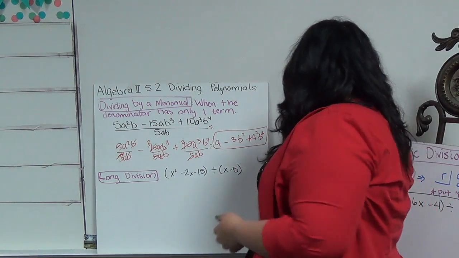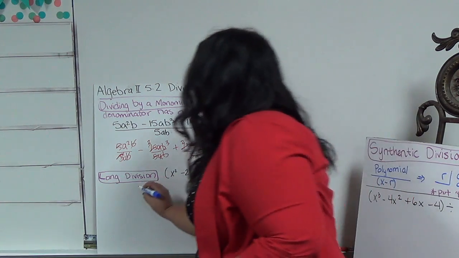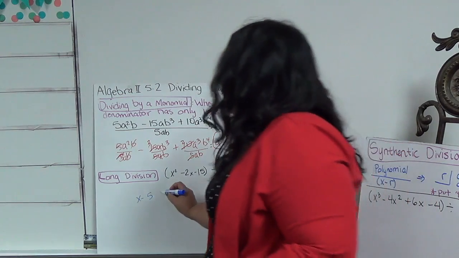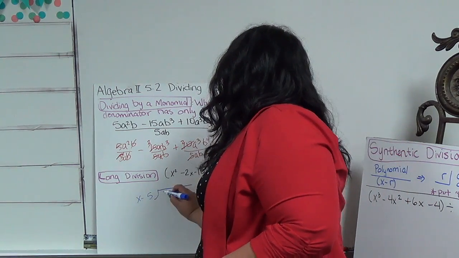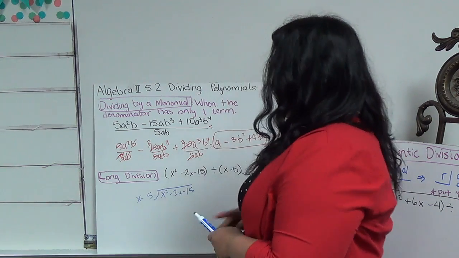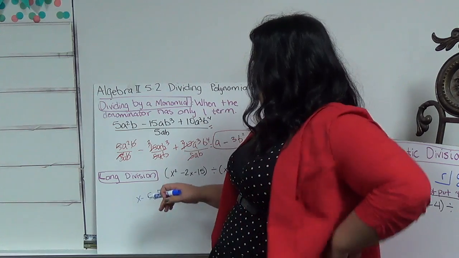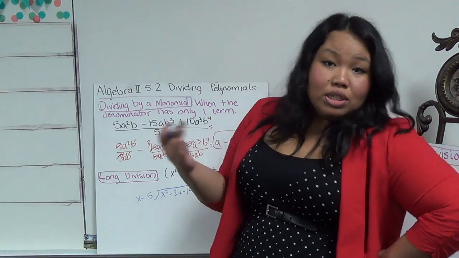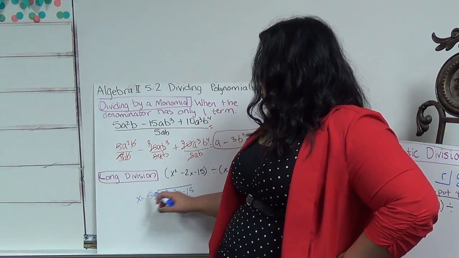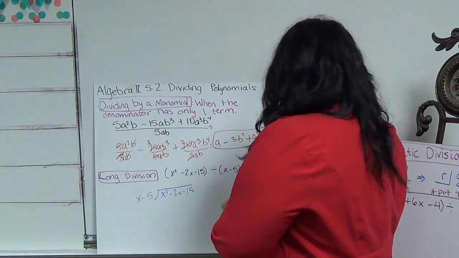Now, long division. I'm going to take x minus 5 and put it on the outside, and x squared minus 2x minus 15 on the inside. I'm just going to focus on my x's, and it's the same thing as the long division you learned in 6th grade. How do I turn an x into an x squared? What do I multiply it by? Well, I need to multiply it by an x.